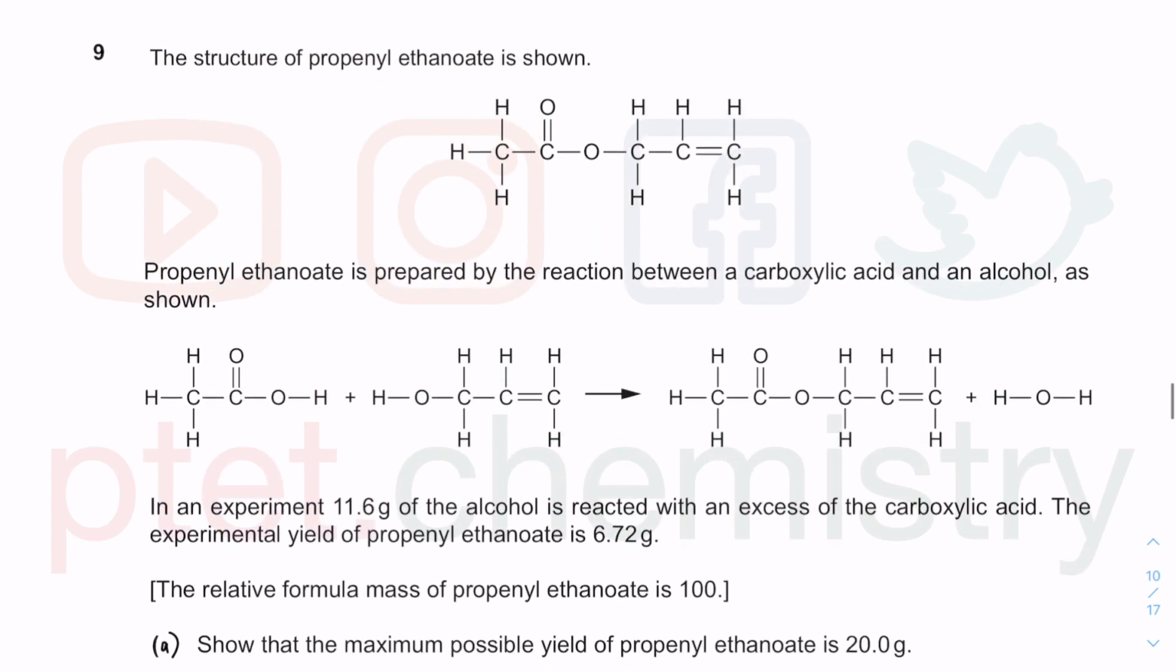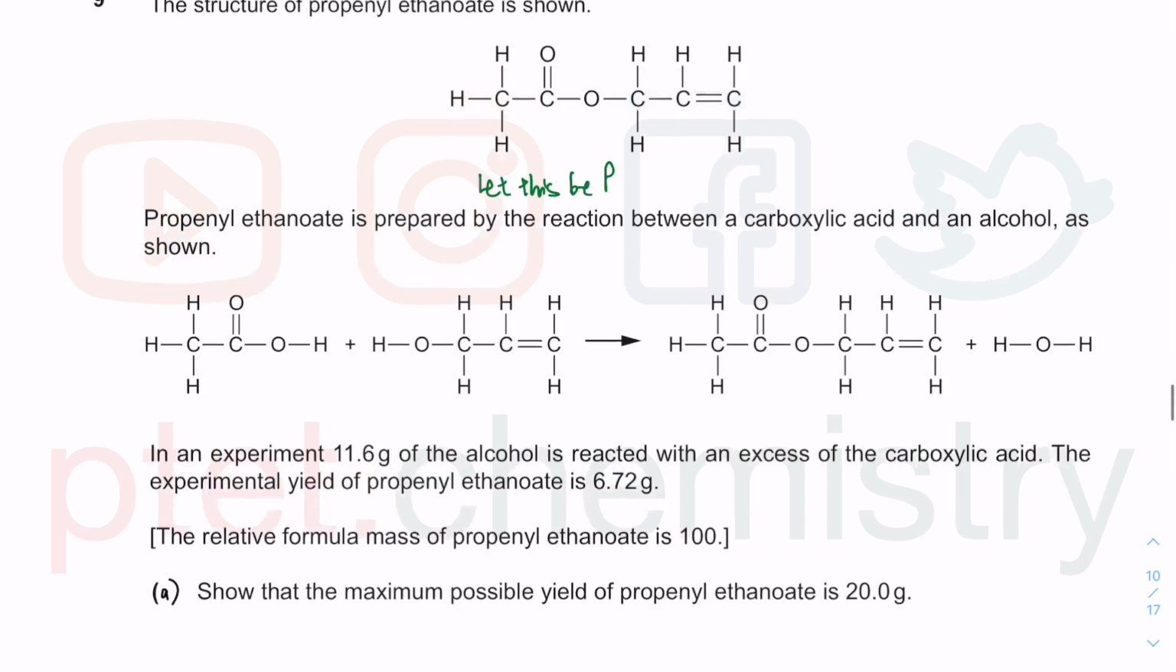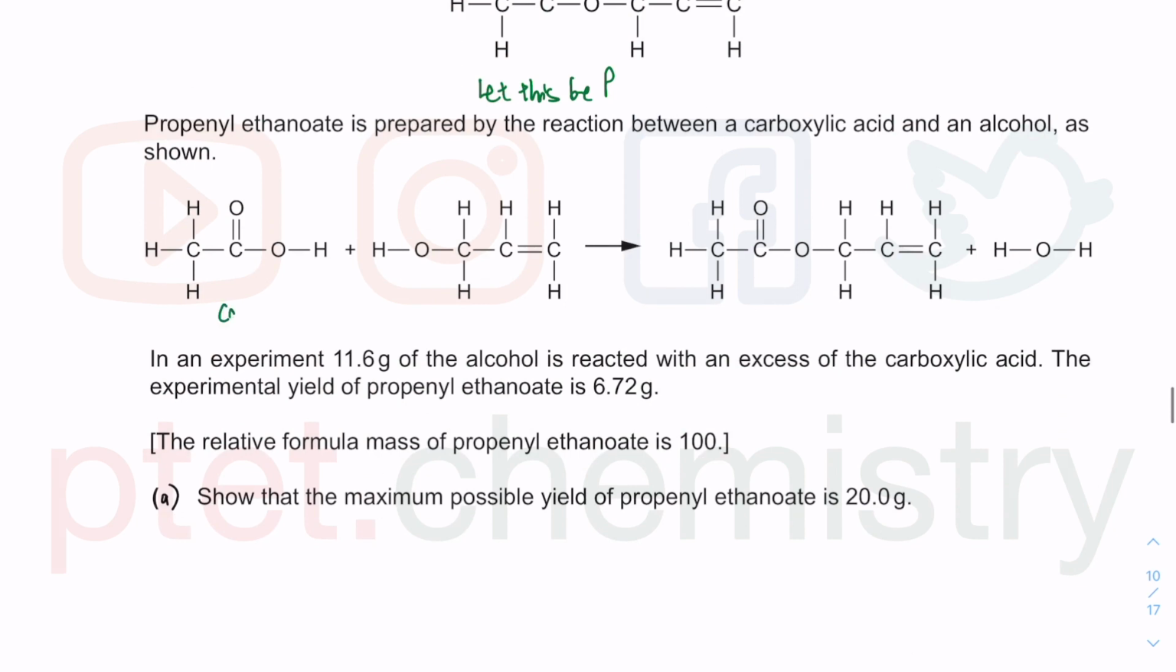Question 9. So what do we have here? We have propanoic ethanoate. Doesn't matter, it is whatever is given here. So let me just say this is P. Let this be P. I can't be bothered to write down it in full detail. So we prepare between a carboxylic acid and an alcohol. So this is the carboxylic acid and this is the alcohol.